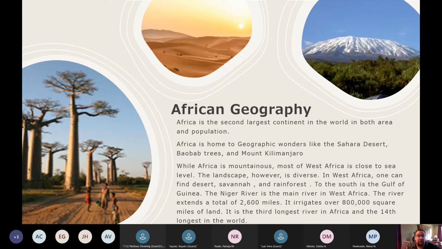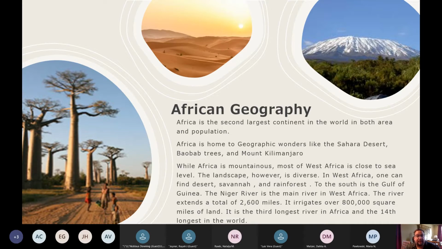Africa is home to some geographic wonders like the Sahara Desert, baobab trees, Mount Kilimanjaro, and Victoria Falls, one of the largest waterfalls in the world. Lots of really amazing things to see in Africa. And while Africa is mountainous, most of West Africa is close to the sea and flat, sea level. The landscape, however, is diverse. In West Africa, one can find a desert, a savanna, and a rainforest. To the south, the Niger River is the main river that runs through West Africa.